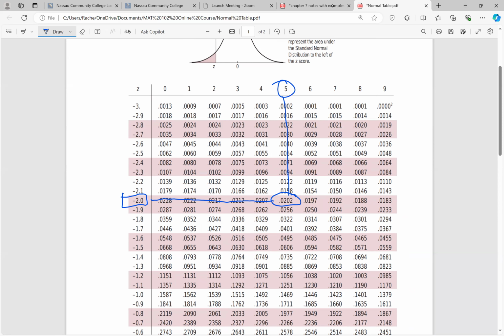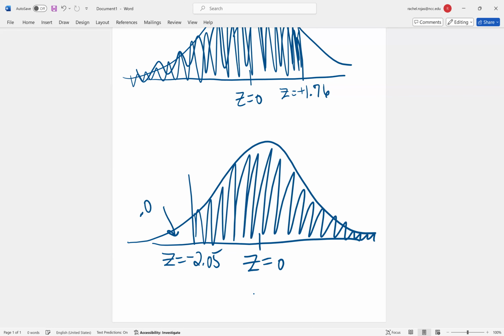But don't forget, that's the area to the left. This 0.0202 is the area to the left of negative 2.05. But again, not the end of the world. We just have to subtract this area from 1. So we're going to do 1 minus 0.0202 in order to get the area to the right. So we're doing 1 minus 0.0202. And we get about 0.9798. And that would be that shaded area to the right of a z-score of negative 2.05.